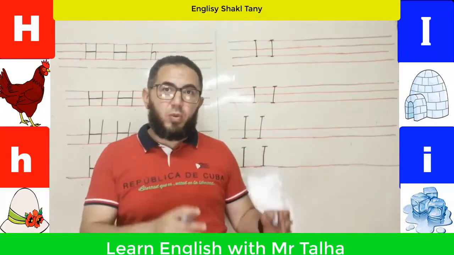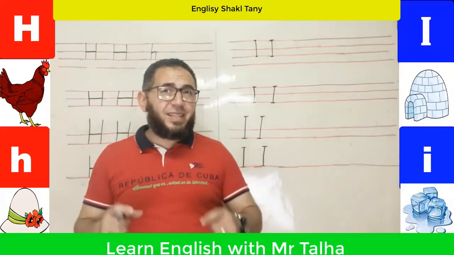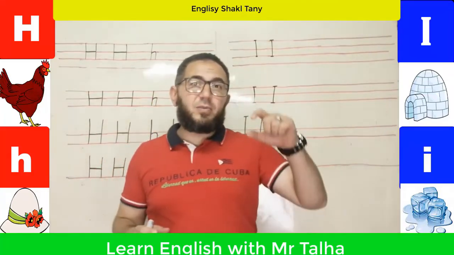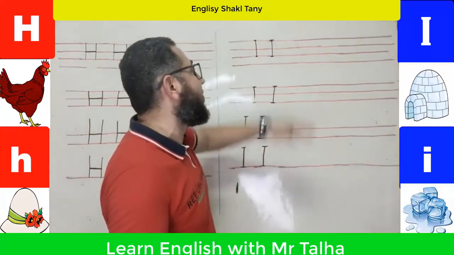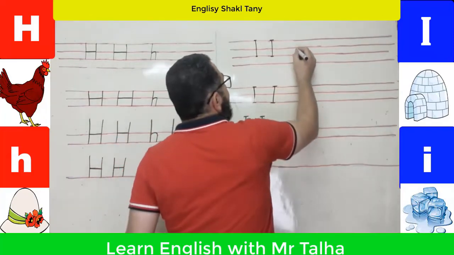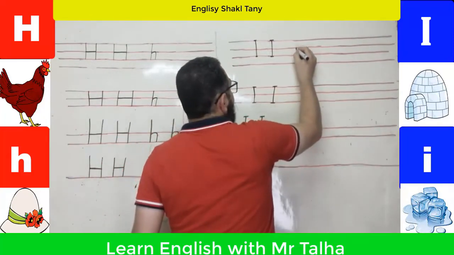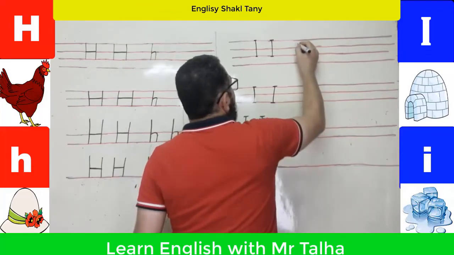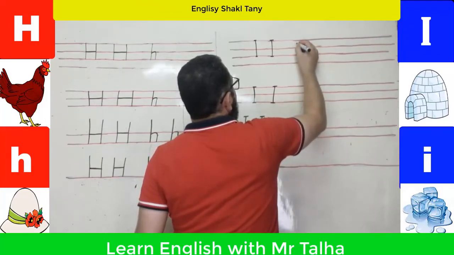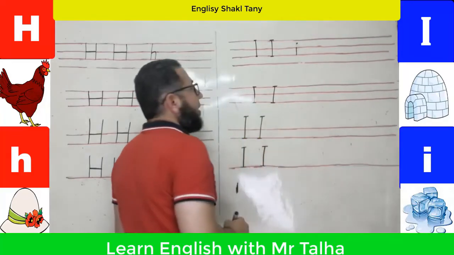So what about I small? When I write I small, I can find that it's very easy like I capital, but it will be between two lines. So if I write it on four lines, I must start here at the second line, go down to the third line, and put a dot here like that.